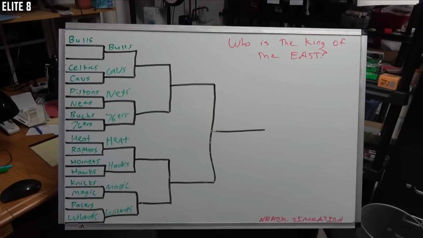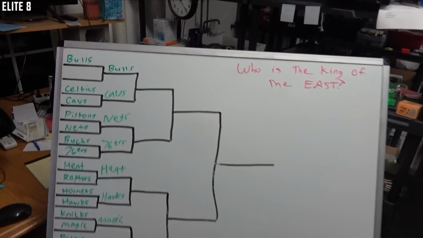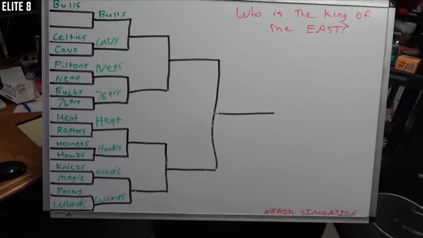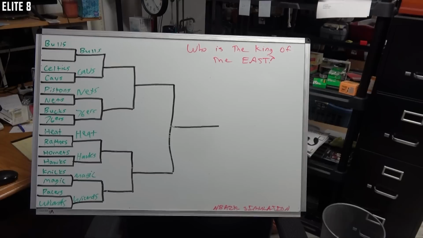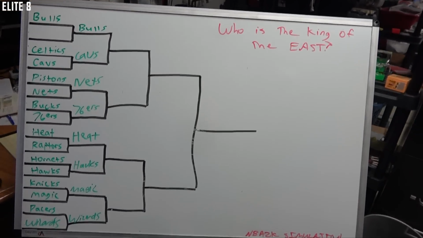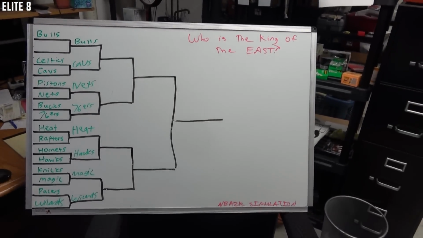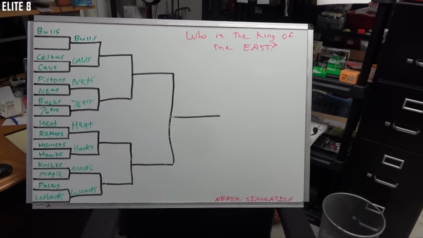What a crazy first round, and there are all the teams. The Bulls versus the Cavs, the Nets versus the Sixers, the Heat versus the Hawks, the Magic versus the Wizards. And we're going to now summarize this Elite 8 round to see which teams move on to the Final Four, so hopefully your predictions are still intact. So without further ado, guys, let's keep it going.